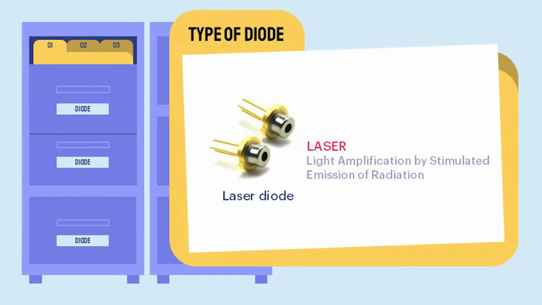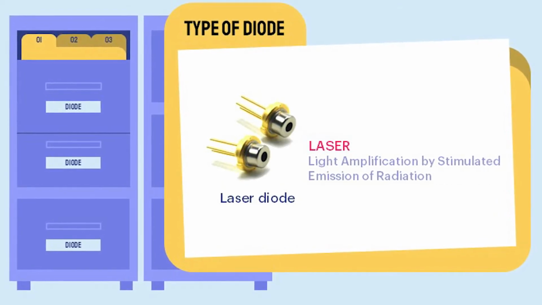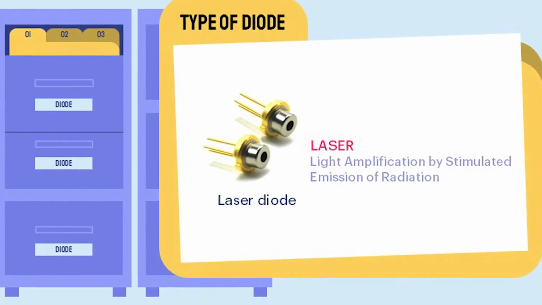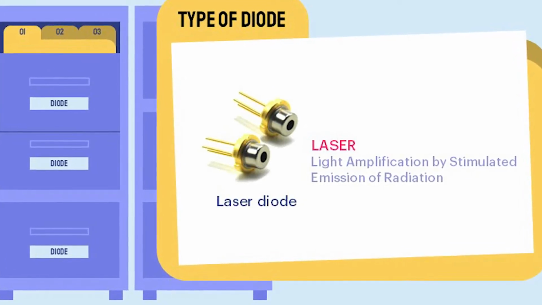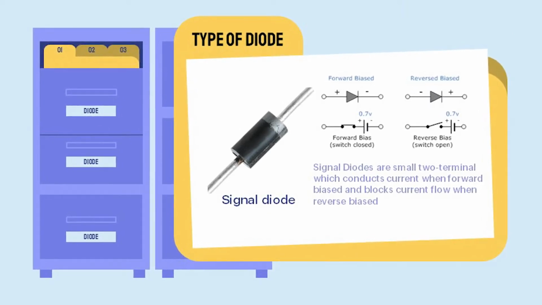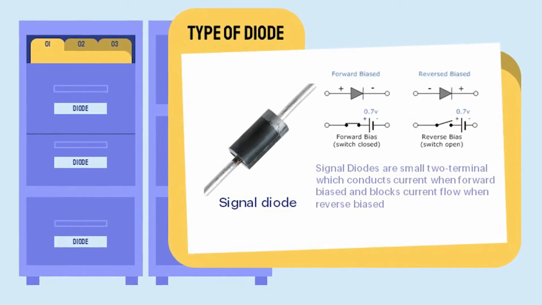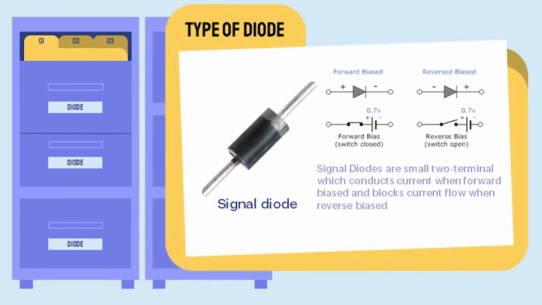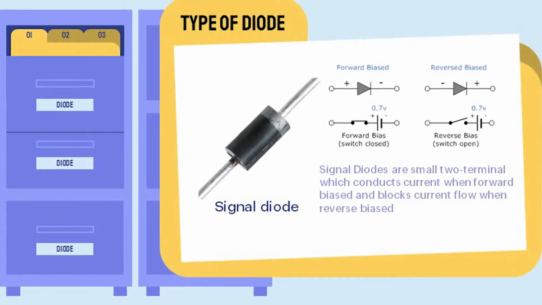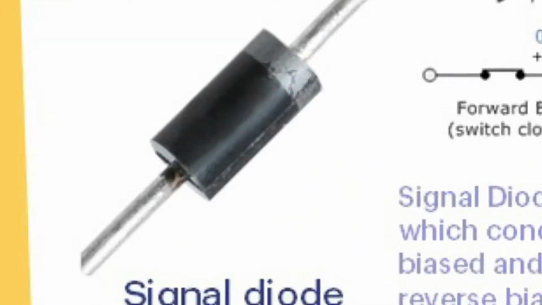Laser is an abbreviation for light amplification by stimulated emission of radiation. Stimulated emission is the basis of the working of a laser diode. Next, a signal diode is a small nonlinear semiconductor device generally used in electronic circuits where small currents or high frequency are involved, such as in radio, television, and digital logic circuits.